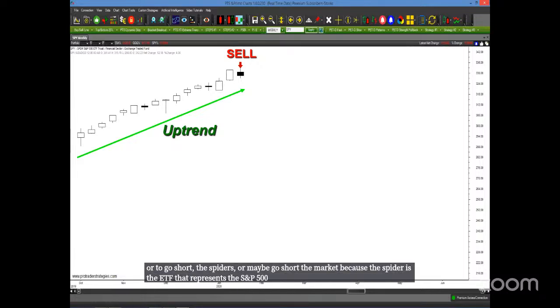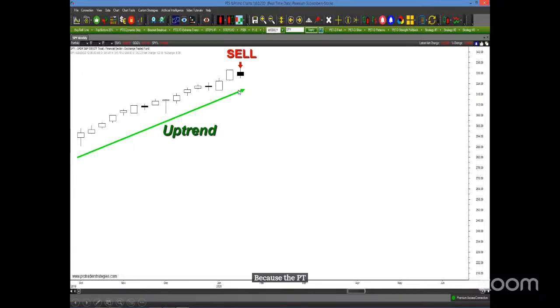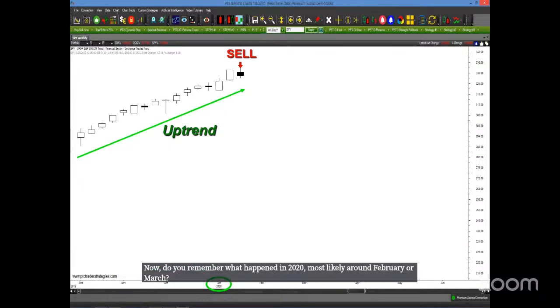But I want you to look at this chart. Let's scroll down to the bottom here, because the PTR generated a trend reversal signal. But if we look down, this was January 2020. This was nearly 5 years ago. Now, do you remember what happened in 2020? Most likely around February or March. That was the pandemic, right?